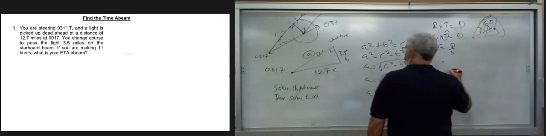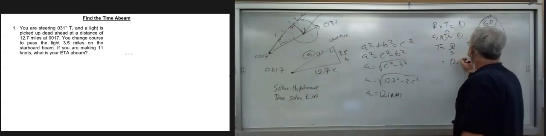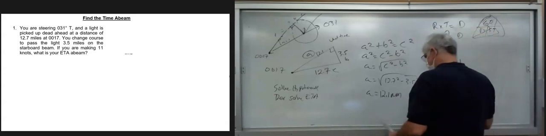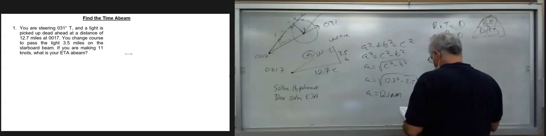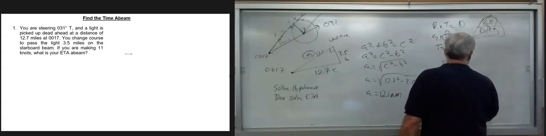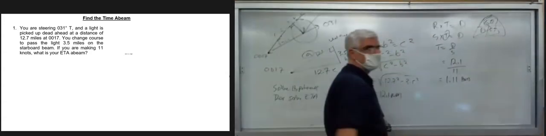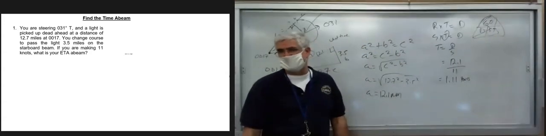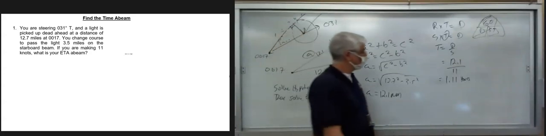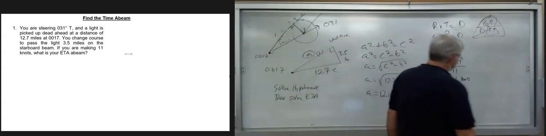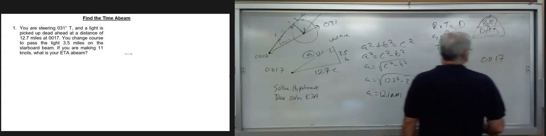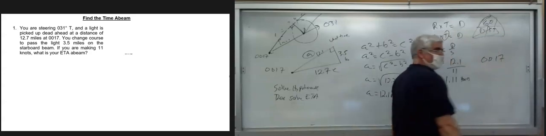What's my distance? 12.1. What's my speed? 11. So what's that? That is 1.1 hours. Okay. When I do this, distance divided by the speed, I get time in hours. Okay. Times 60, you get the time in minutes. So yeah. So now I got 0017, and I'm going to add 1.11 hours.